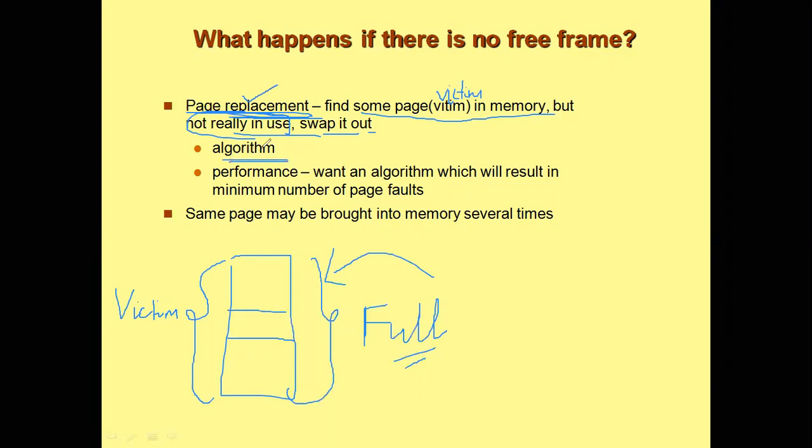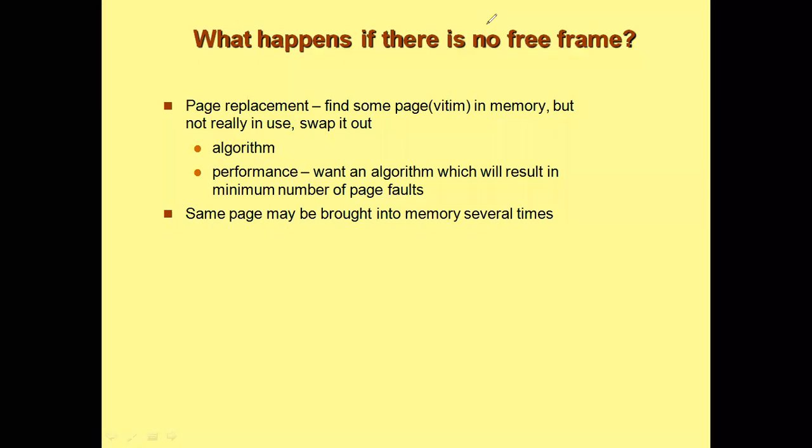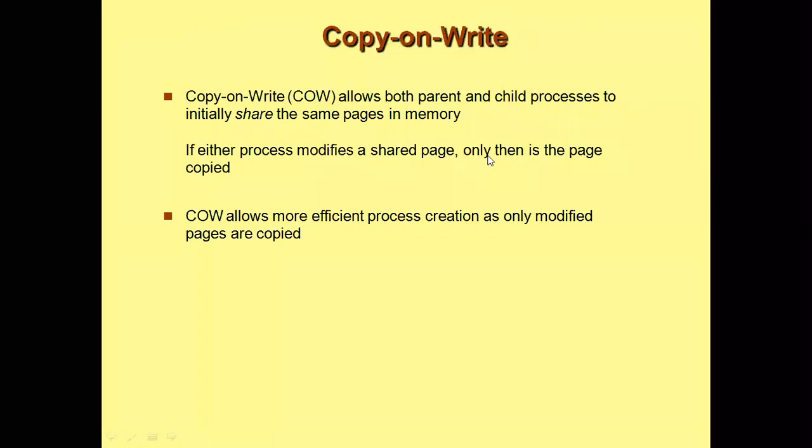And we have several algorithms for this. We have three algorithms: FIFO, LRU, and the optimal page replacement algorithm. You'll see those shortly. For performance, we want an algorithm which will result in the minimum number of page faults. You know what a page fault is, right? You would want to reduce the number of page faults, that is, find the maximum number of pages in the main memory. So you should choose an algorithm such that there are fewer page faults. And the same page can be brought into memory many times. You will see all these in depth in the coming slides.